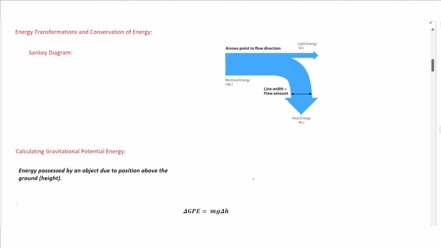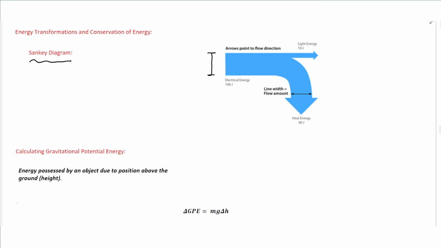Now, to understand the conservation of energy, we must know that for any system, there are three types of energy: input, useful output, and wasted energy. If you want to draw the flow of energy, there's something called a Sankey diagram.